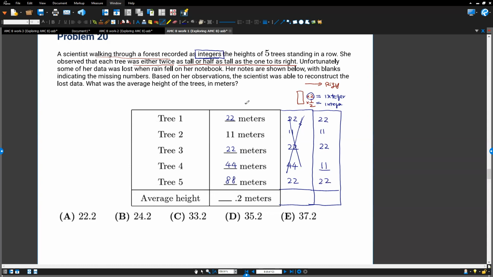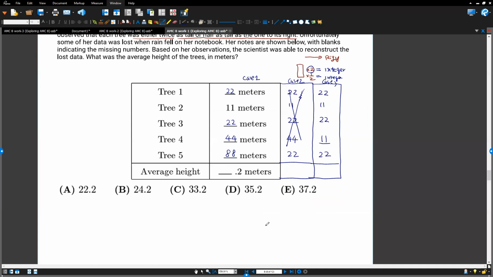We have 3 cases. Case 1, follow this one. Case 2, follow this number. Case 3, follow these numbers. Okay, average. You're going to find the average. What is the average? You can check it on the last digit, okay?